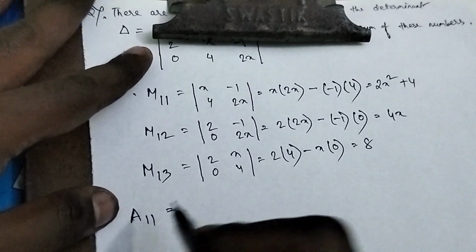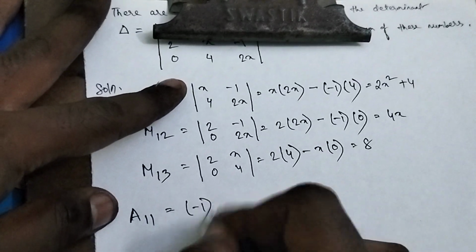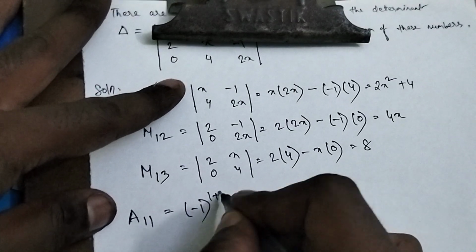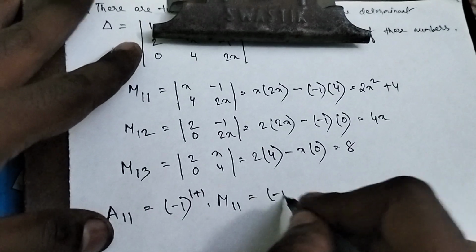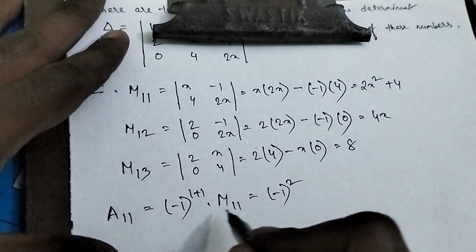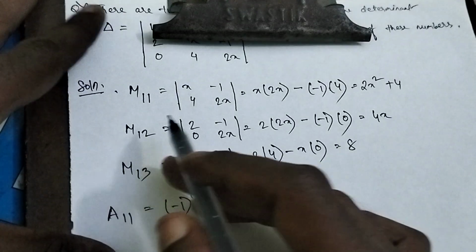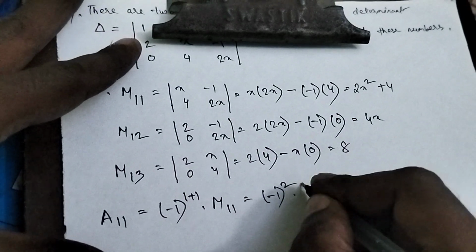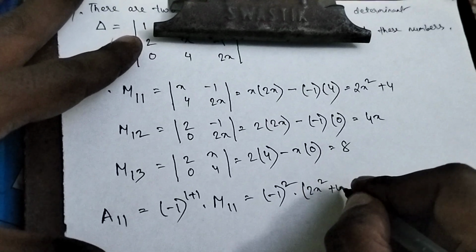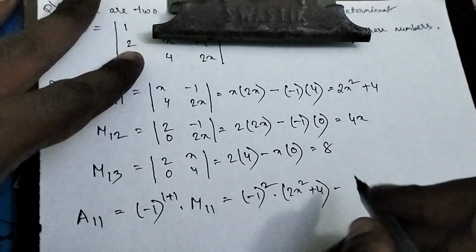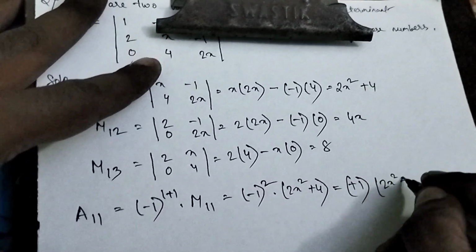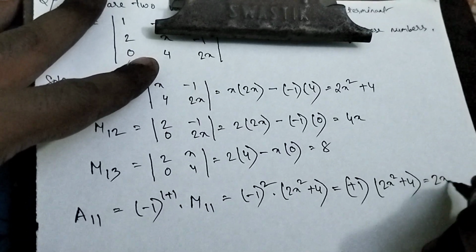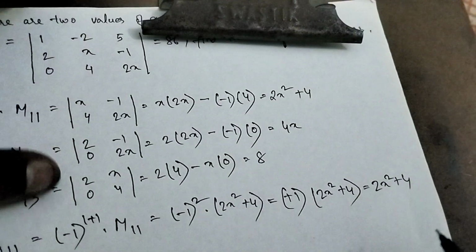Cofactor of row 1 column 1 will be minus 1 to the power 1 plus 1 into the minor of 1 1. So it will be minus 1 square, and the minor of row 1 column 1 is 2x square plus 4. Minus 1 square will be plus 1, so it will simply be 2x square plus 4.